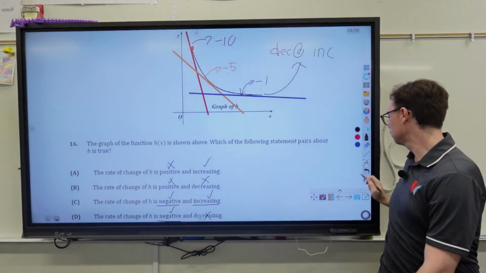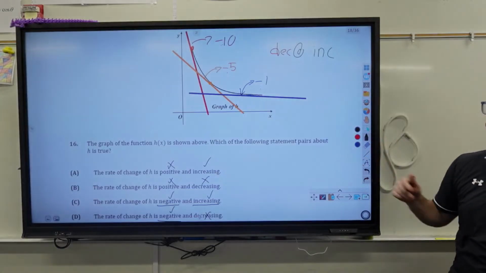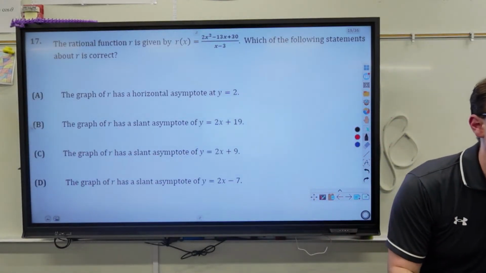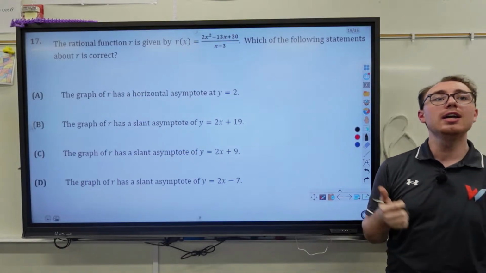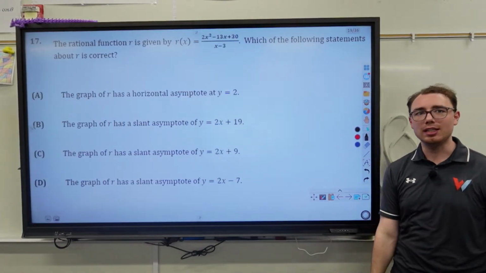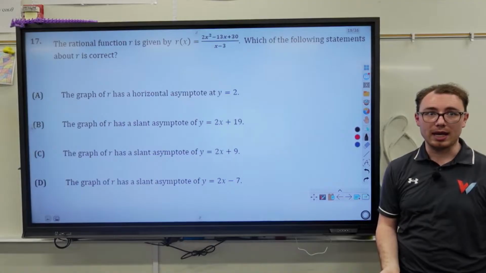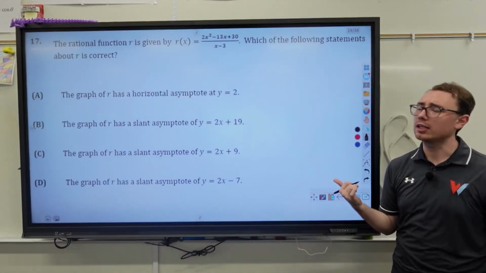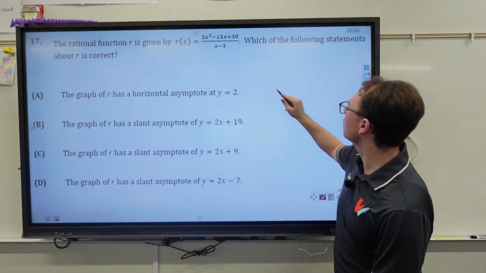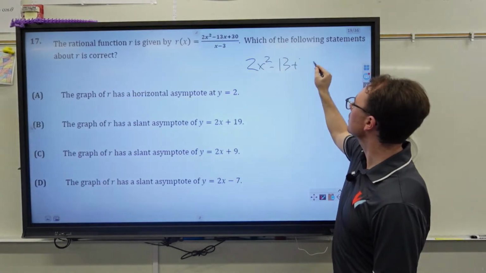That's all. We're going to look now at problem 17. For problem 17, we're given this problem here where the rational function r is given by r of x is equal to 2x squared minus 13x plus 30, which of the following statements about r is correct. So for r itself, I'll just try and factor this out real quick. For factoring these out here, we're given this problem of 2x squared minus 13x plus 30.